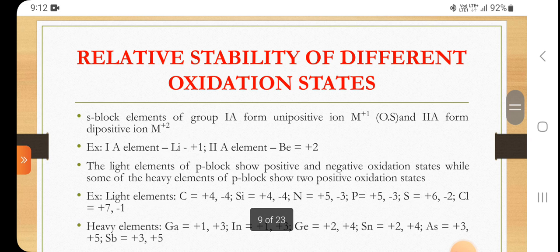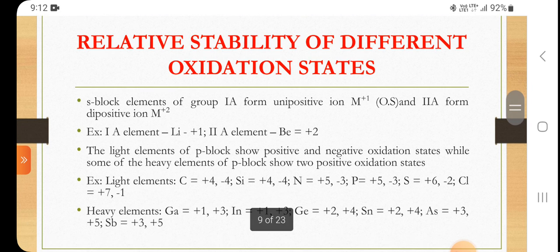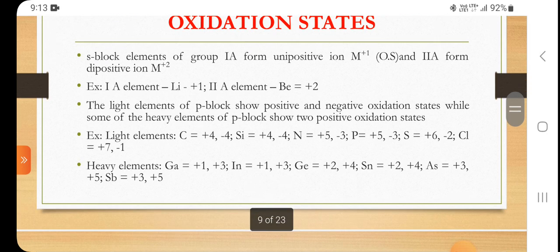The relative stability of different oxidation states. S block elements of group 1A form unipositive ions, while those of group 2A form M2 plus ions. For example, lithium forms plus 1 oxidation state and beryllium forms plus 2 oxidation state. The light elements of p block show positive and negative oxidation states, while some of the heavy elements of p block show two positive oxidation states.